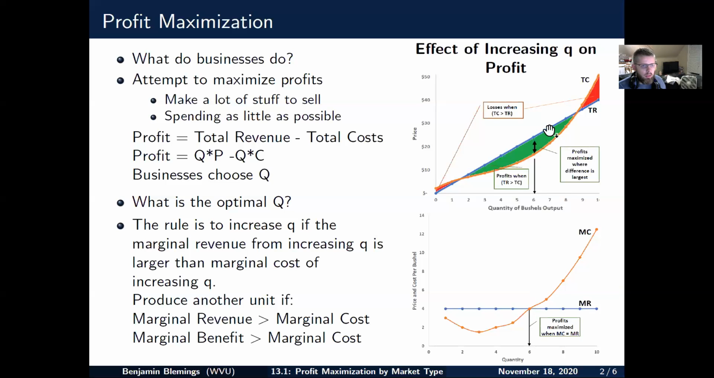And so then the space between total revenue and total cost would start decreasing, the profits would start going down, and that's bad because we want to maximize our profits as a firm, and so you should stop at 6.